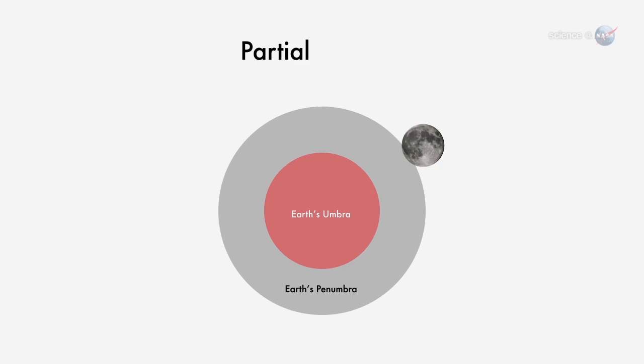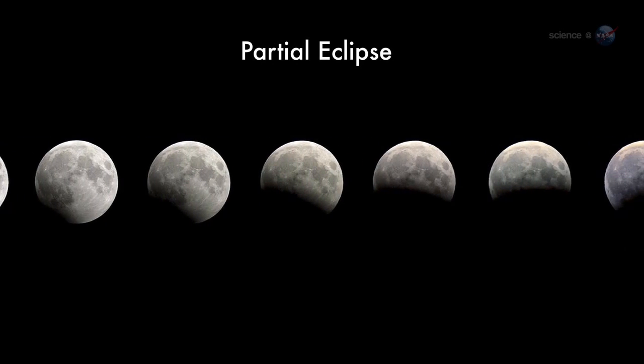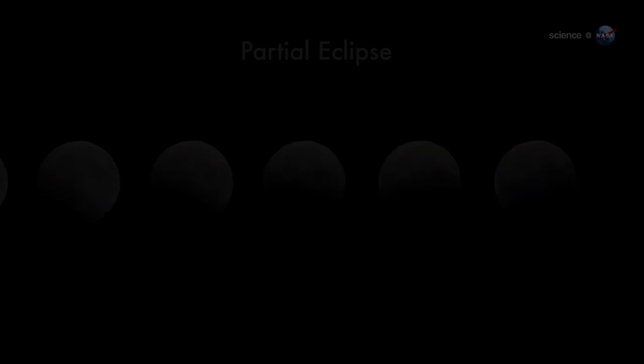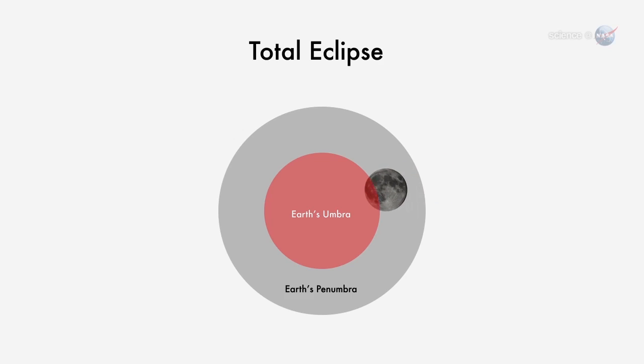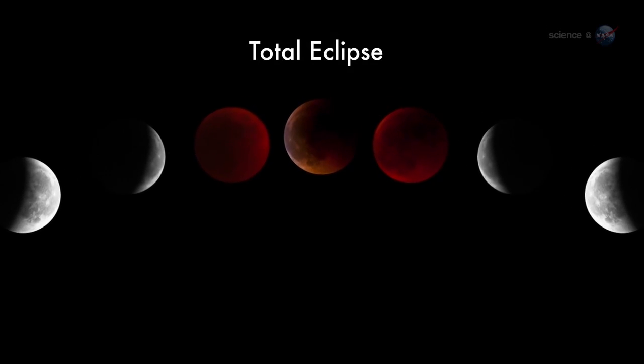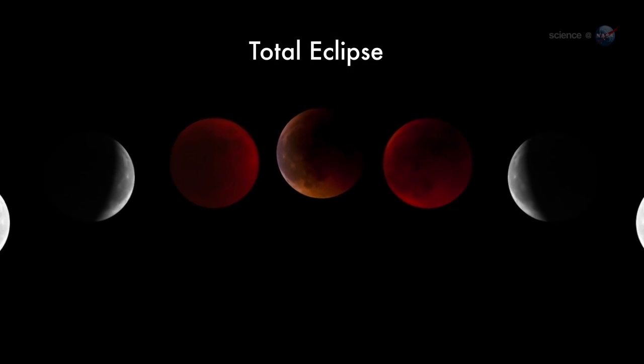A partial eclipse is more dramatic. The moon dips into the core of Earth's shadow, but not all the way, so only a fraction of the moon is darkened. A total eclipse, when the entire moon is shadowed, is best of all. The face of the moon turns sunset red for up to an hour or more as the eclipse slowly unfolds.